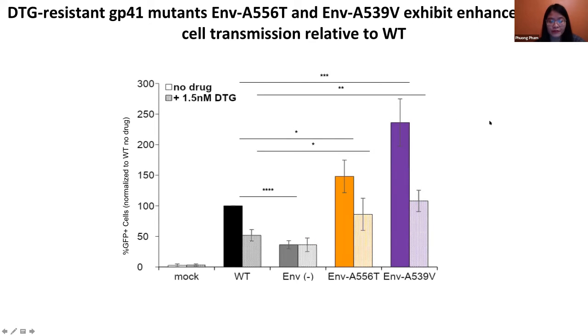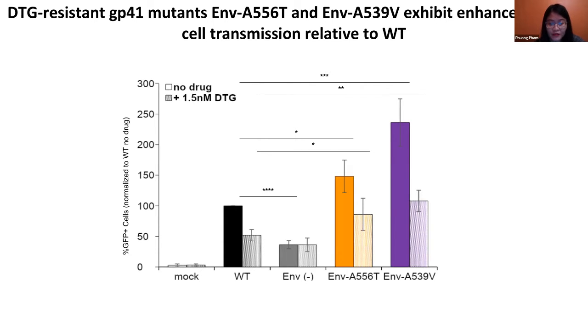So here we performed cell-to-cell transmission assays to help determine the mechanism of resistance of these ENV mutants. We used a GFP-encoding virus, infected Jurkat cells with this virus, and incubated these GFP-positive donor Jurkat cells with uninfected target Jurkat cells. At the end of the co-culture, we measured the accumulation of GFP-positive target cells. What we found is that both the ENV A556T and the A539V mutants exhibit enhanced cell-to-cell transmission compared to wild type, as observed by comparing the solid bars to the pattern bars.